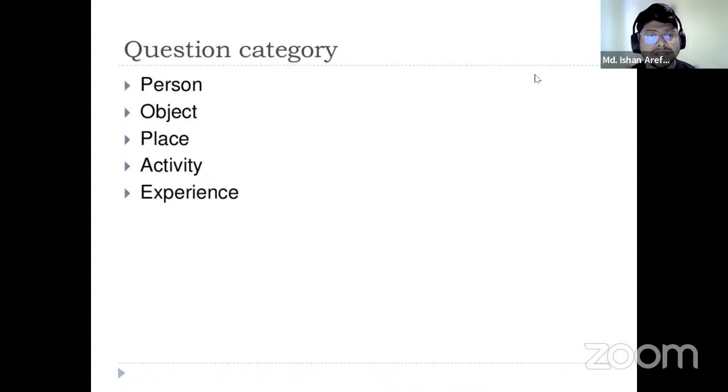And then activities. What is your hobby? That can be a topic. What do you like to do most in life? That can be a topic regarding activities.